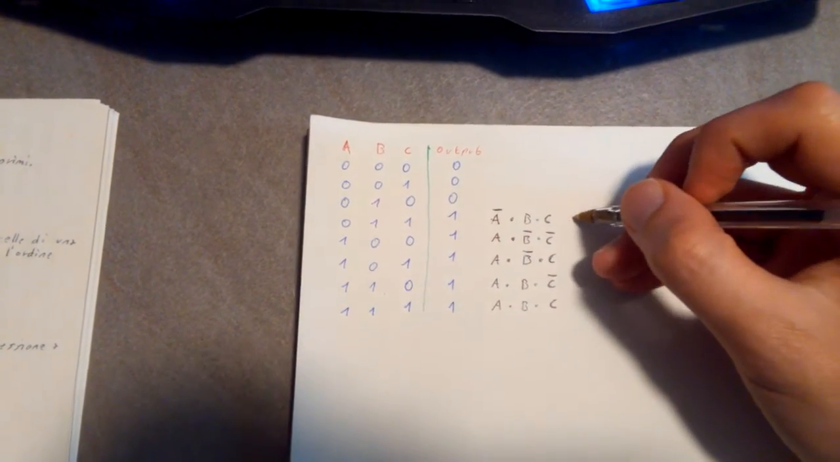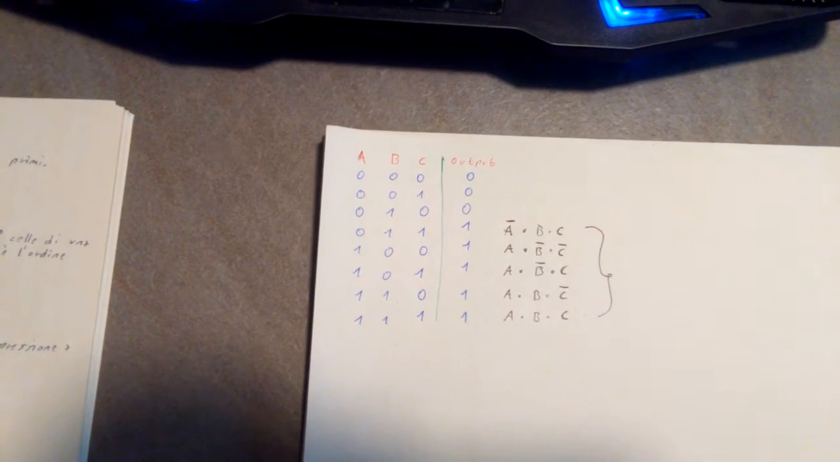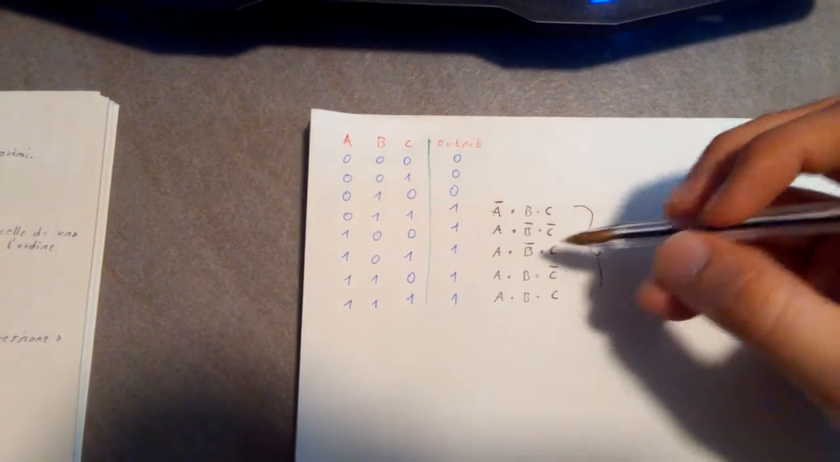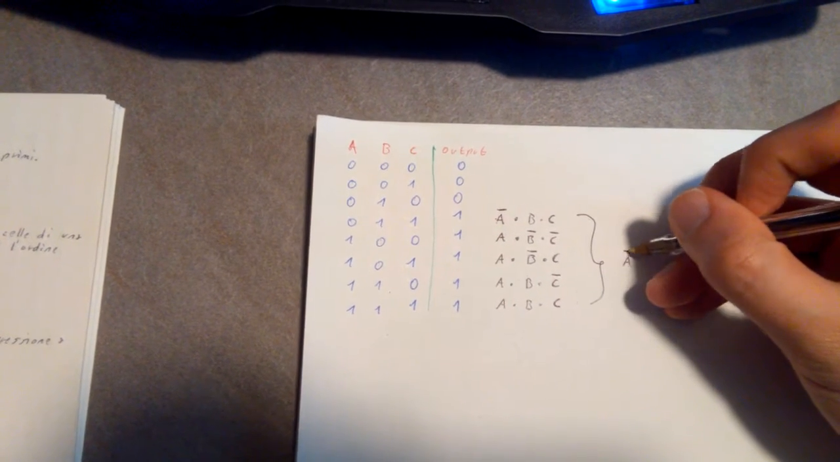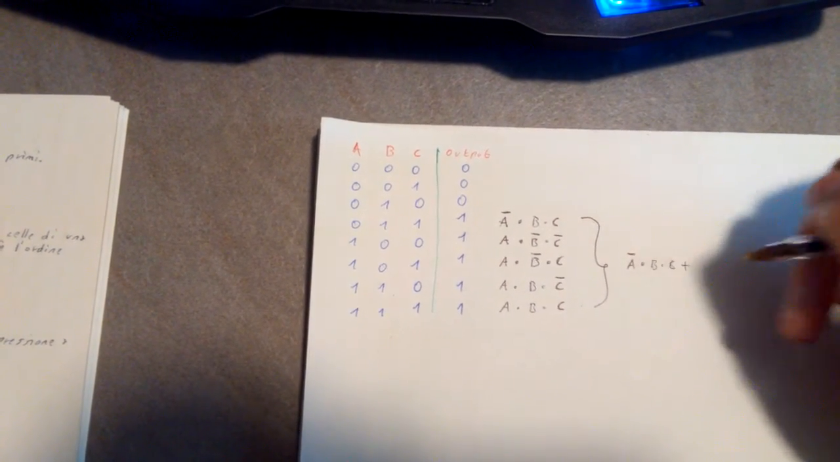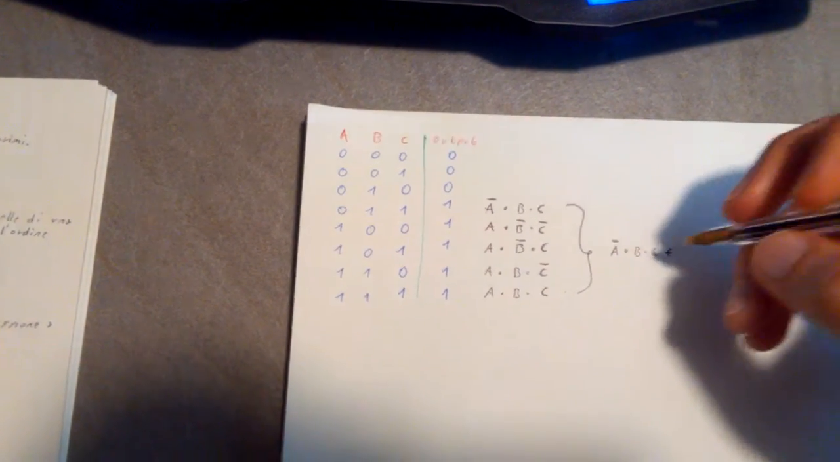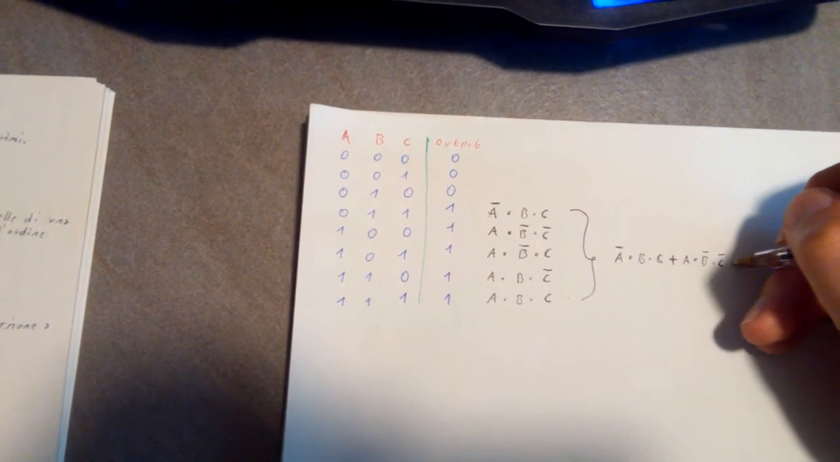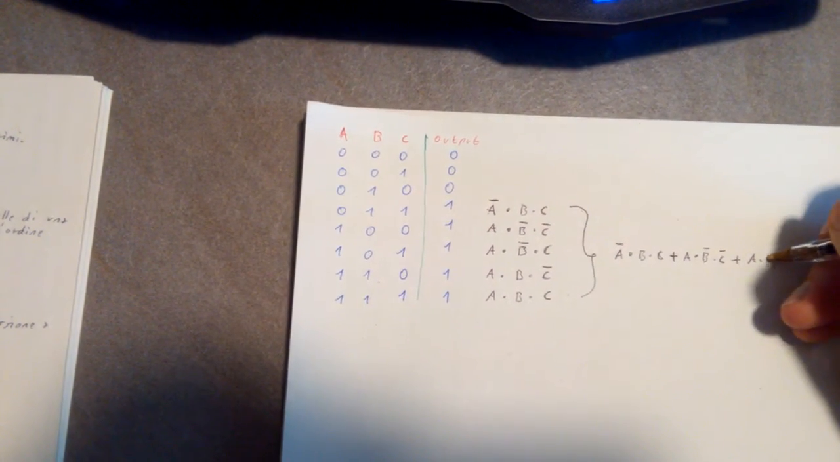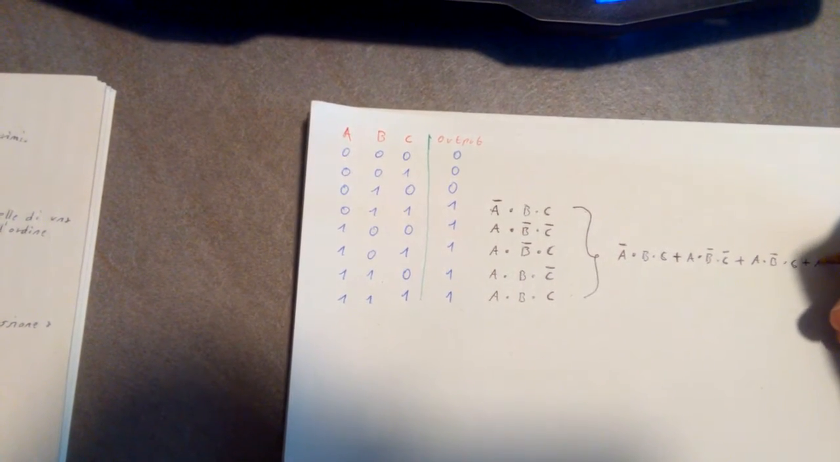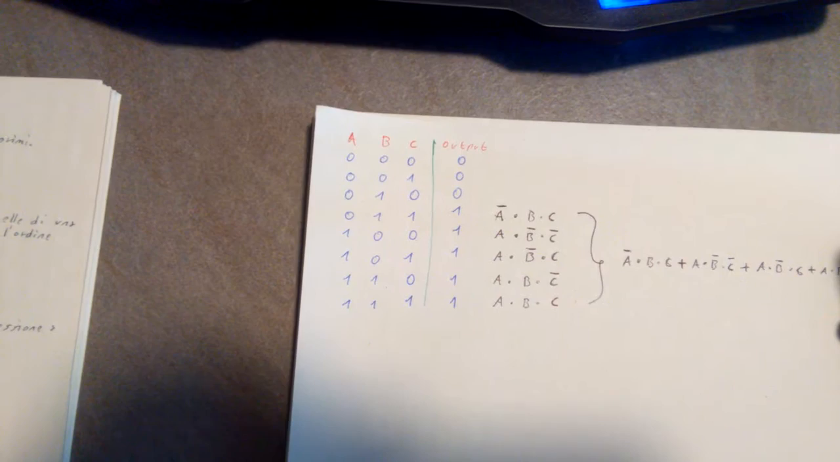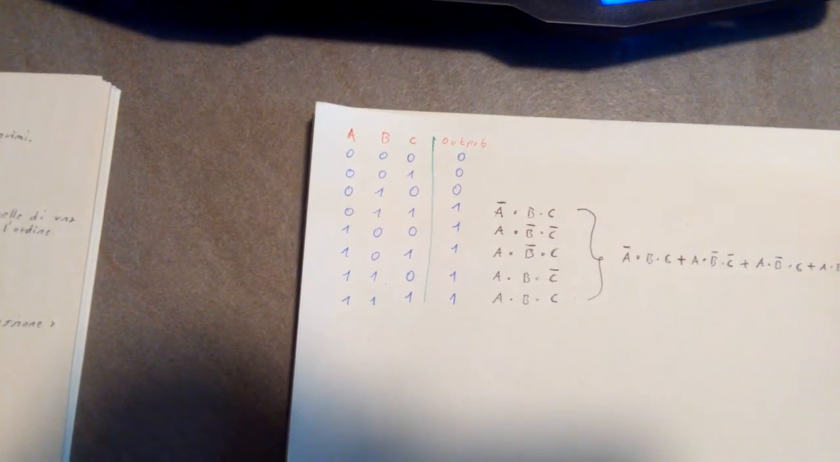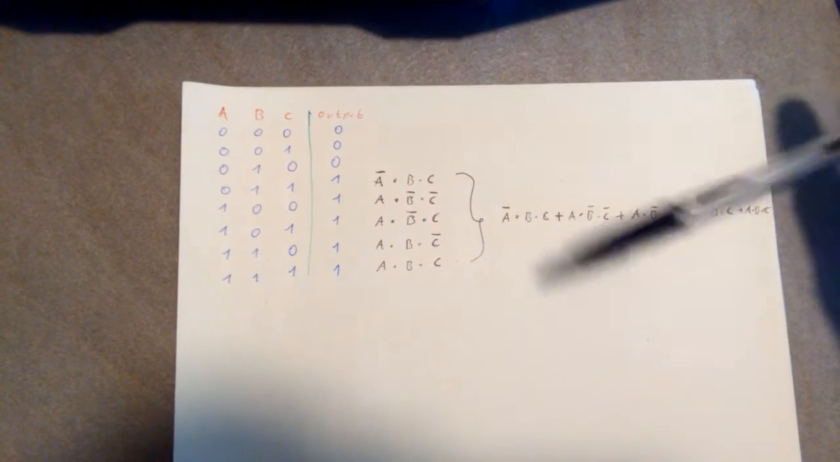Now, we have all those Minterms, right? And if we OR them together, we get the Minterm expression of this function. So we're going to have A naught times B times C, plus A times B naught times C naught, plus A times B naught times C, plus A times B times C naught, plus A times B times C. So those are our Minterms.